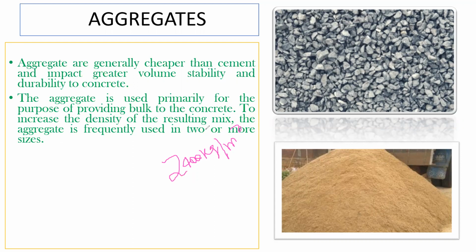So the second point is that when we make use of coarse aggregate in practical construction, whenever you see construction happening, the size of the aggregate we use is usually 20 mm. Sometimes we'll use even a 10 mm aggregate, a 12 mm aggregate, 12.5 mm aggregate and all, right? So that is why it is written here: to increase the density of the resulting mix, the aggregate is frequently used in two or more sizes. So usually we use 20 mm, 10 mm and so on. That way the voids will not be there, and the voids will be filled with all these things.